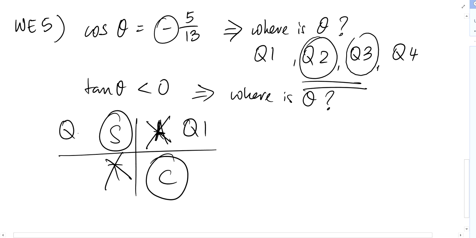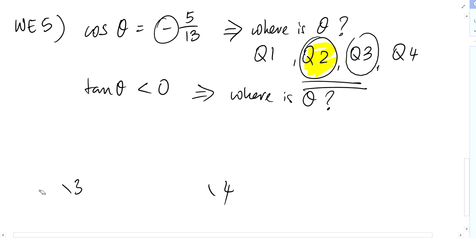Quadrant 1, quadrant 2, quadrant 3 or quadrant 4? Quadrant 2, because it appears twice. Quadrant 2 is the only place that I can find theta such that cosine theta is negative and tangent theta is also negative. No other quadrants. Okay? So here we know that theta is inside the second quadrant. So I can sketch already. So this is, let me just write down, quadrant 2 and quadrant 4. So I'll circle it. Okay, so this is how I decide it is in quadrant 2.